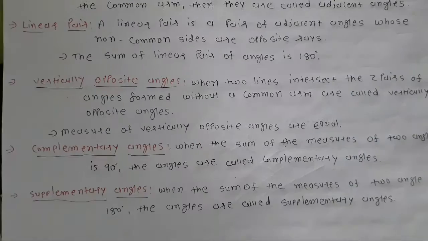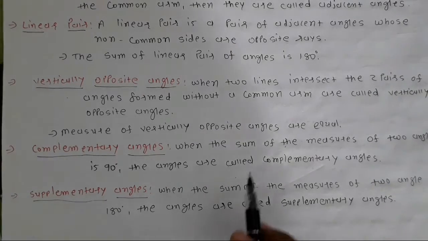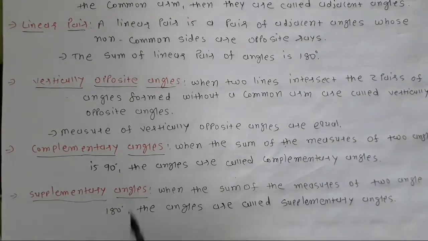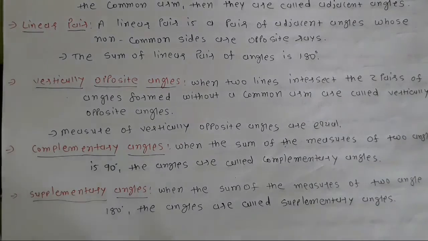Now the next one is complementary angles. What are complementary angles? When the sum of the measures of two angles is 90 degrees, the angles are called complementary angles. Whenever the sum of two angles is 90 degrees, those angles are called complementary angles.